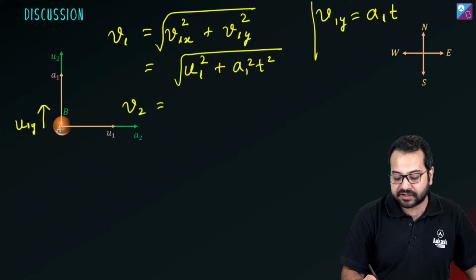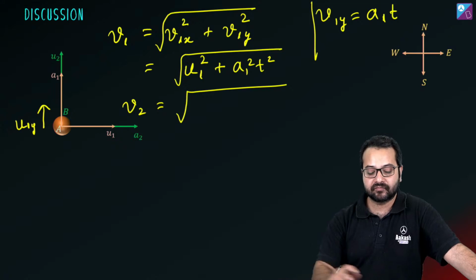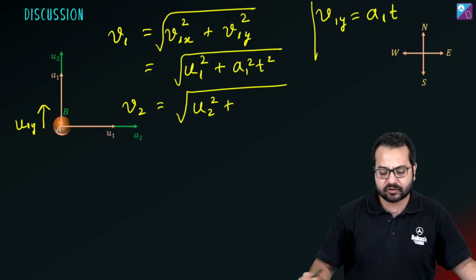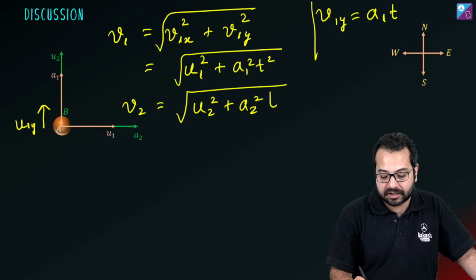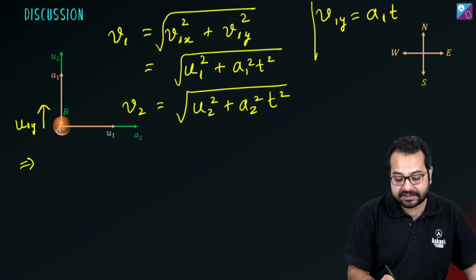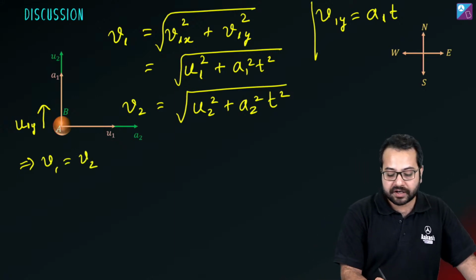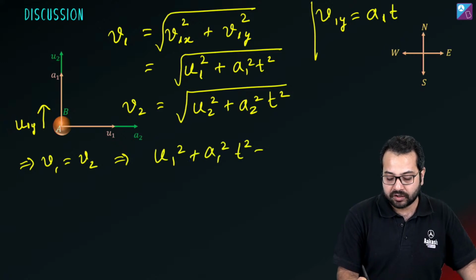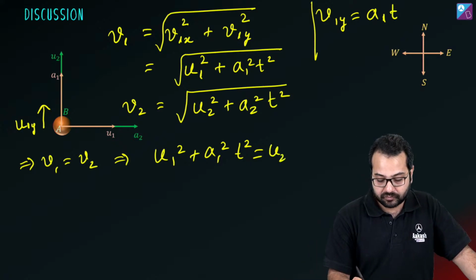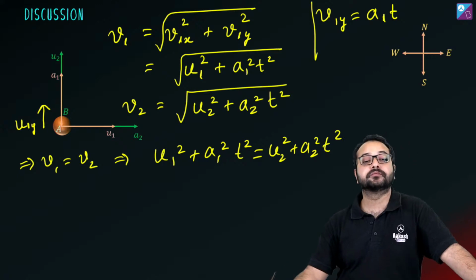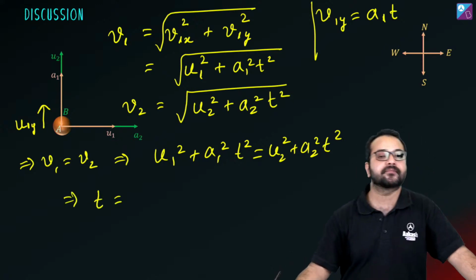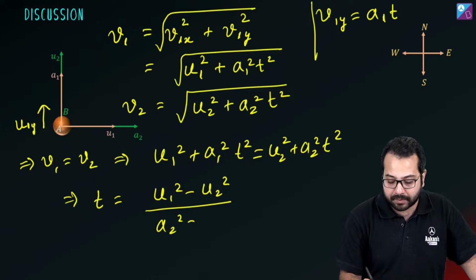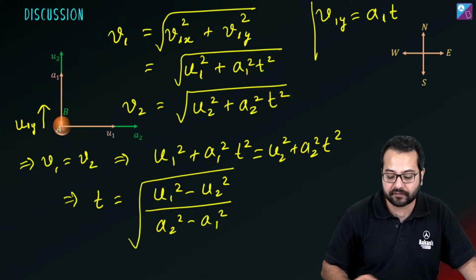Now similarly, we can find the speed of particle 2 at the same instant. Okay, now whatever we have done for particle 1, we can do it for particle 2. So this will be, and you can see this very easily, u2 square plus a2 square t square, under root. Now when we are saying that v1 is equal to v2, what are we implying? We are implying that u1 square plus a1 square t square should be equal to u2 square plus a2 square t square. From here we can find out what t is. So t is going to be u1 square minus u2 square divided by a2 square minus a1 square, and the under root of this. Okay.